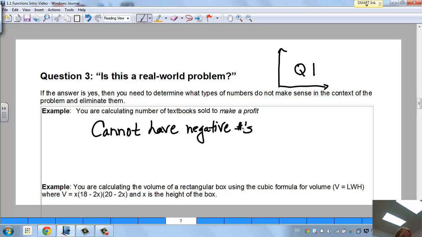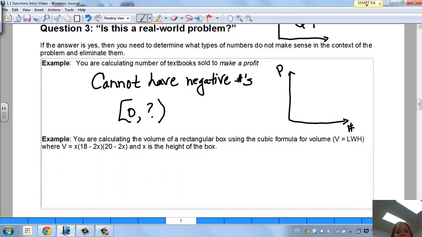Okay? So in this case, if you're calculating the number of textbooks sold to make a profit, if I were going to draw this, here's the number of textbooks sold and here's your profit. If you'll notice, your domain is going to be from 0 to something. Whatever you think it's going to be. You can't really say 0 to infinity, because you can't have infinity textbooks, but I just want to let you know that you usually have to have it in quadrant 1, and so it's usually 0 to something.